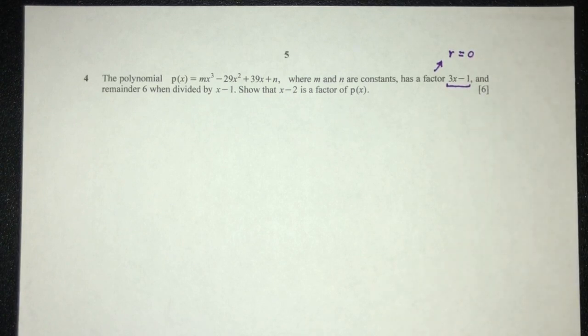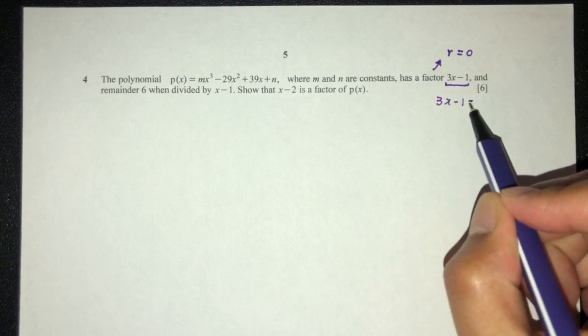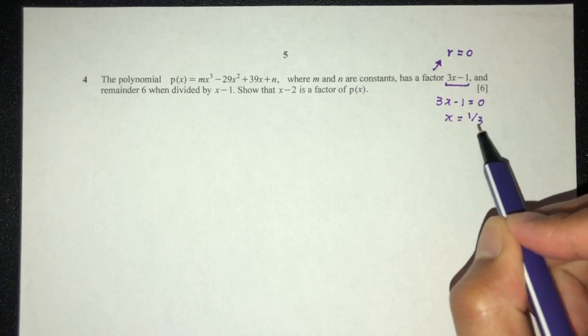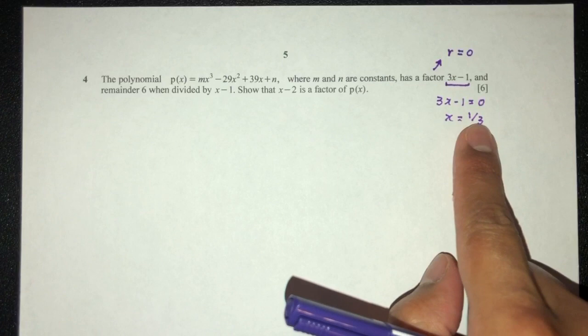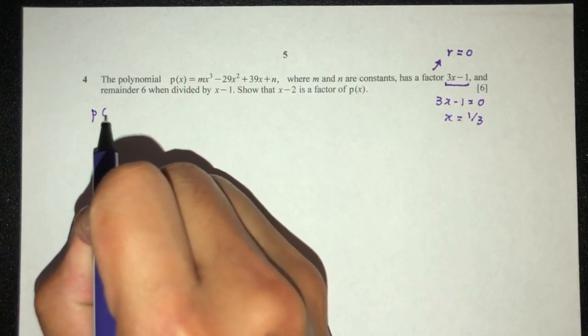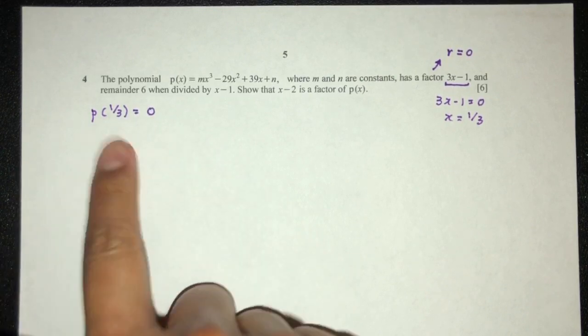Now, how would you perform this? For example, you would say, if you have a factor of this, let's equate that factor to 0. Now, what is the value of x? X will be 1 over 3, right? So it means that if my function p of x takes the value of 1 over 3, it will give me 0. So it means that p, taking the value of 1 over 3, would give me 0. Now replace, let's see what happens.